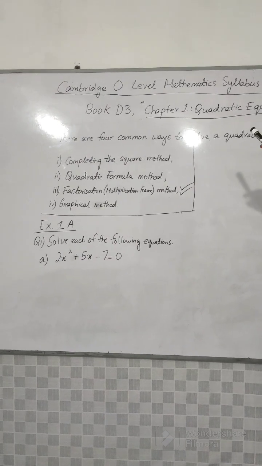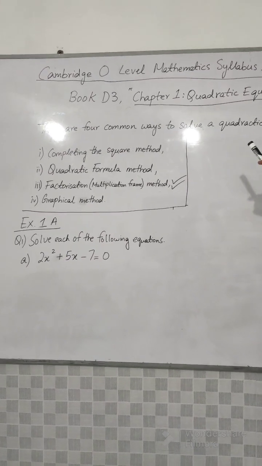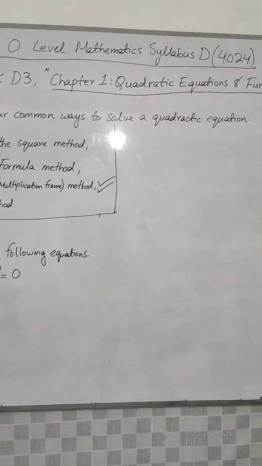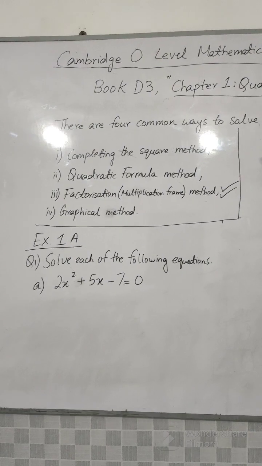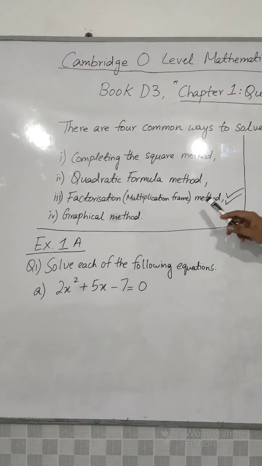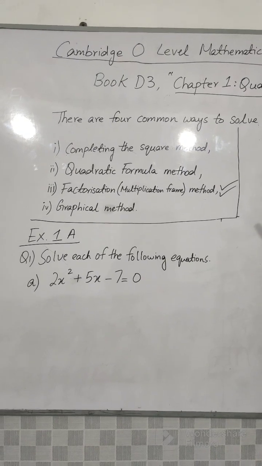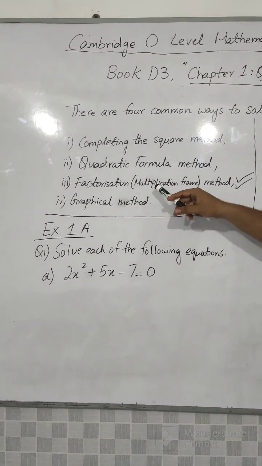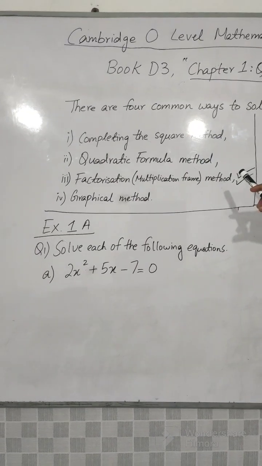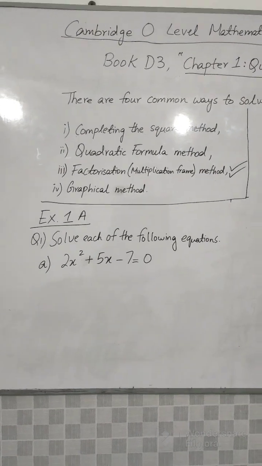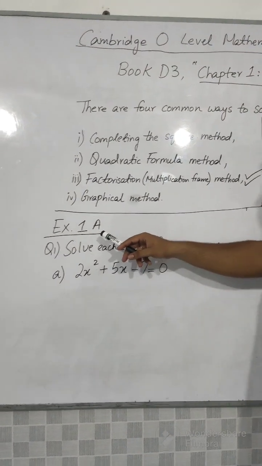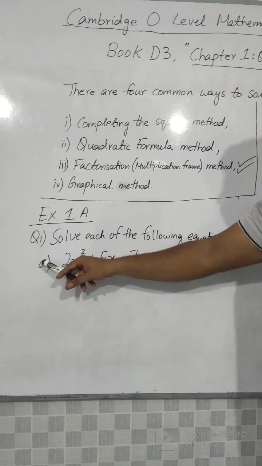So students, this will be our third video regarding the same chapter, chapter 1, quadratic equations and functions from book D3. This will be regarding the third way to solve a quadratic equation, which is factorization or multiplication frame method or middle term break method. We'll be solving the same equation of exercise 1a, question 1, part A.